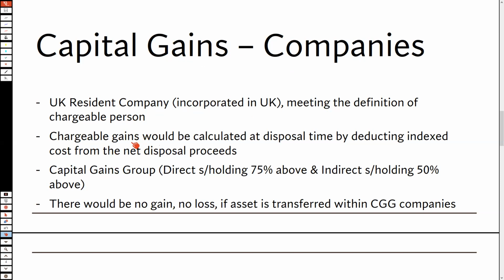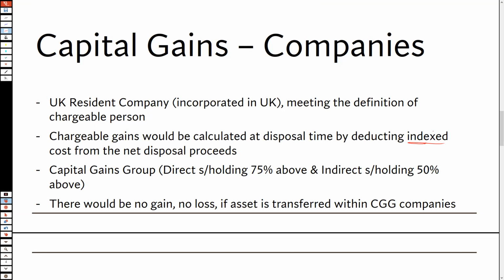Number 2, chargeable gains would be calculated at time of disposal by deducting, you can see not only the cost is mentioned, but index cost is mentioned here. A very key difference: whenever we have to calculate the capital gains for companies, from the disposal proceed, we deduct the indexed cost. Index cost is that cost in which indexation allowance is added, and indexation allowance would be calculated if the asset was purchased by the company before 31st December 17 and now disposed of.